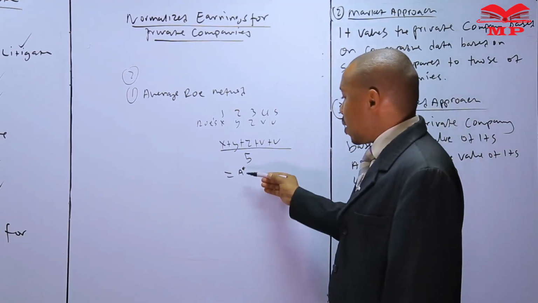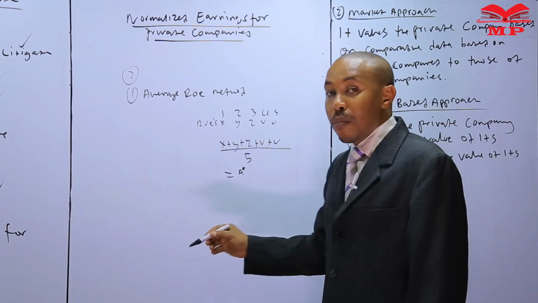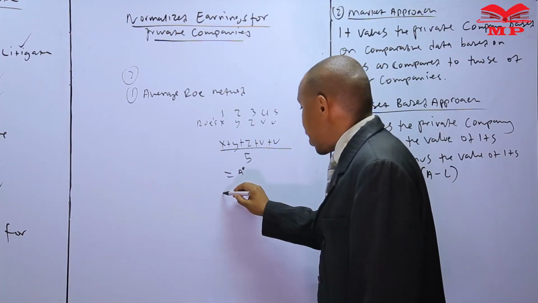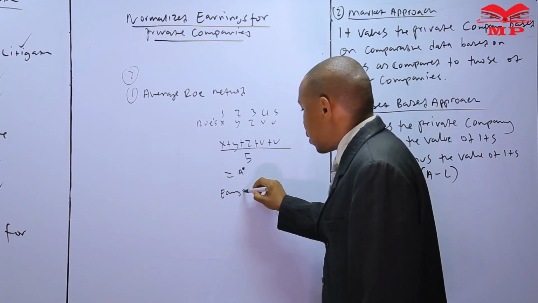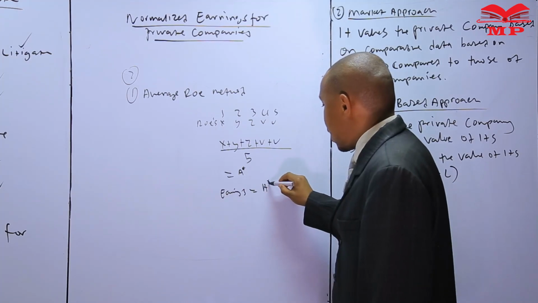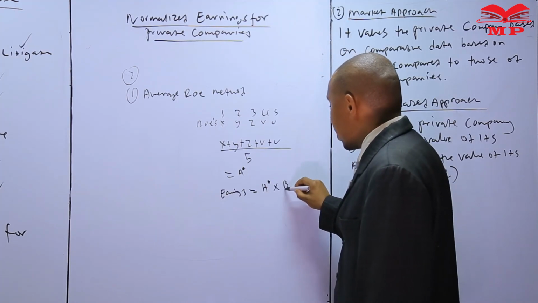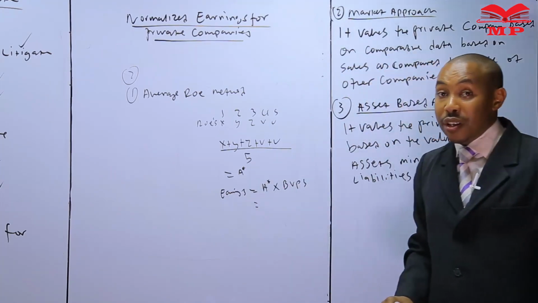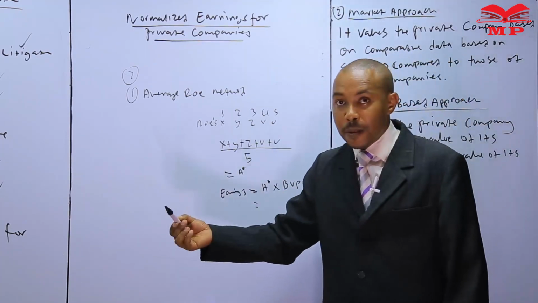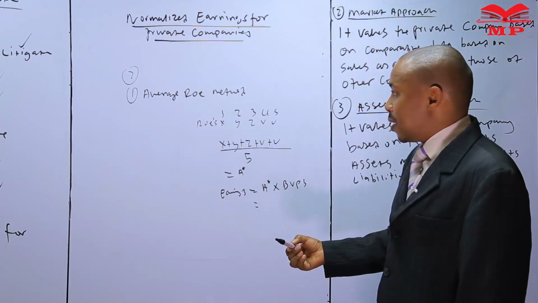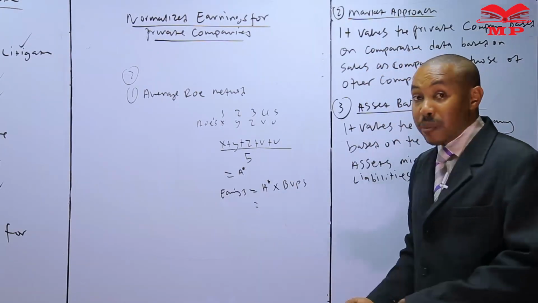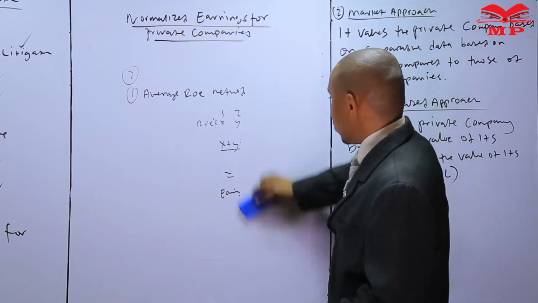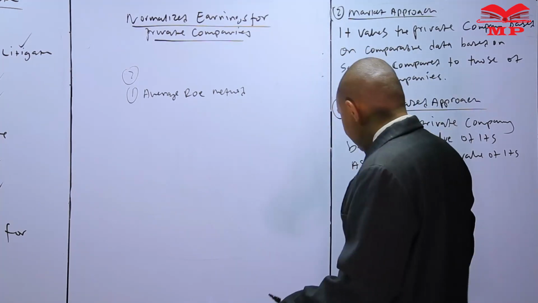Now this A star we multiply by the most recent book value per share. So to estimate the earnings, it is A star multiplied by the most recent book value per share, so that we can estimate the earnings component. That is for public firms. For private firms, it is slightly different. I'll explain shortly how different it is. Now that was the first method, which we had looked at under the average ROE method.